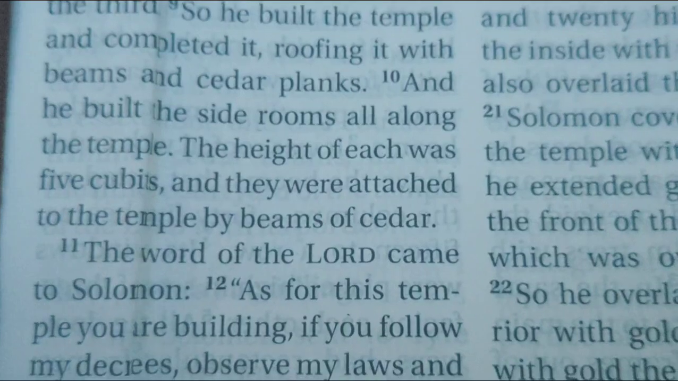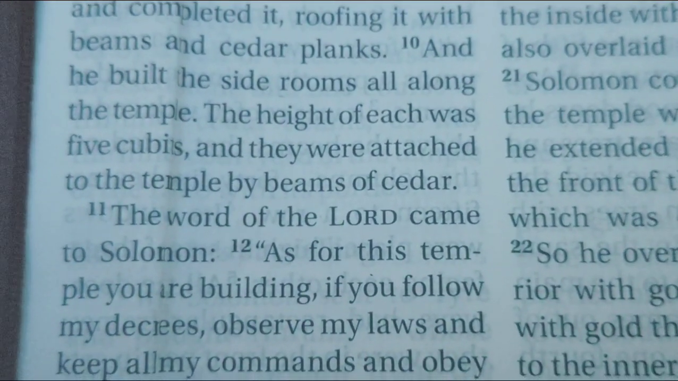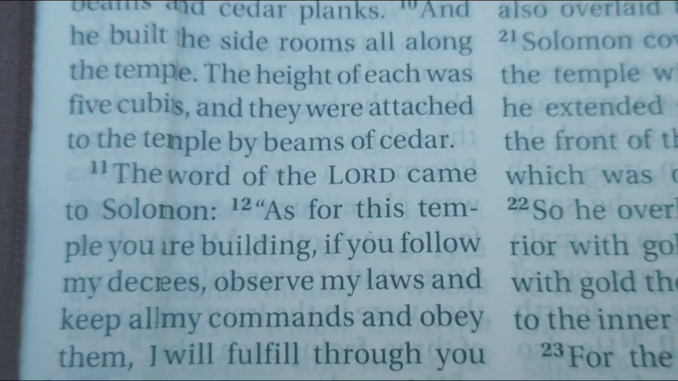And he built the side rooms all along the temple. The height of each was 5 cubits, and they were attached to the temple by beams of cedar.